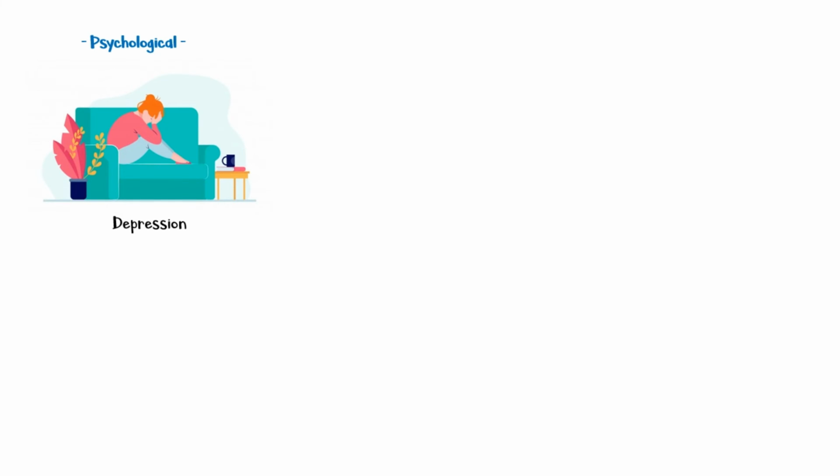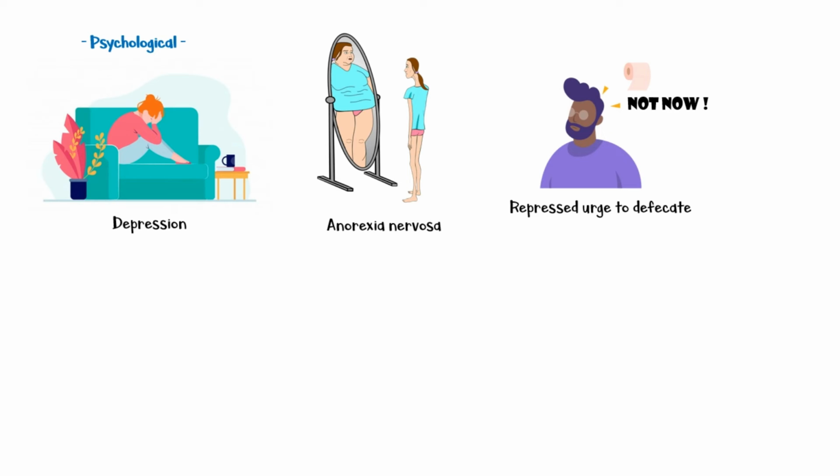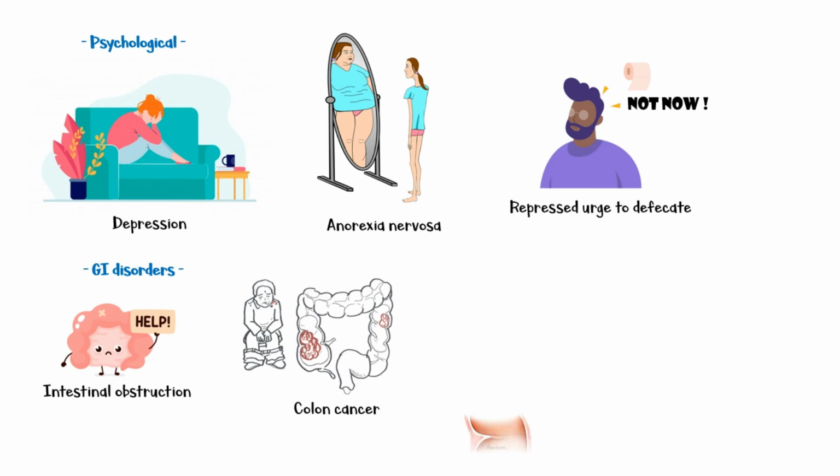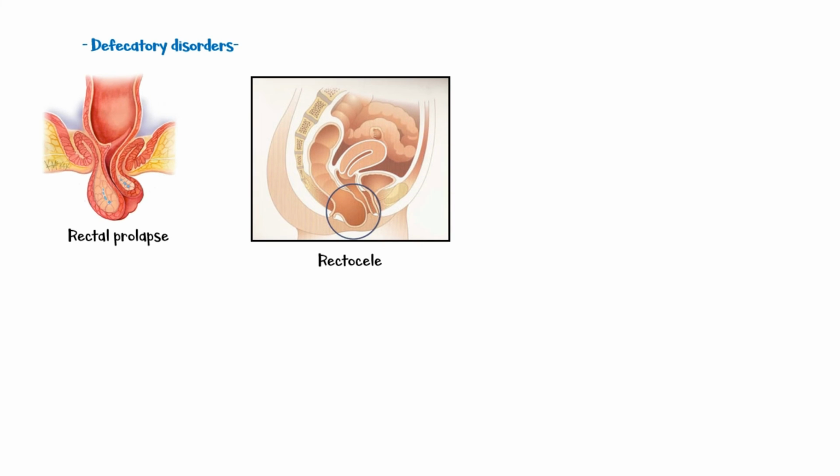Psychological causes of constipation are depression, anorexia nervosa, and repressed urge to defecate. Any gastrointestinal disease can cause constipation. Common ones include intestinal obstruction, colon cancer, anal fissures, and diverticular disease. Defecatory diseases of constipation are rectal polyps and large rectocele.